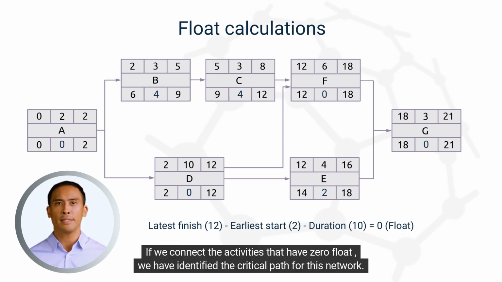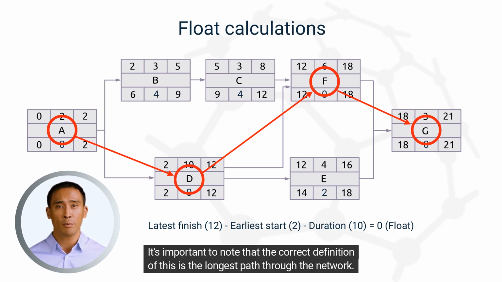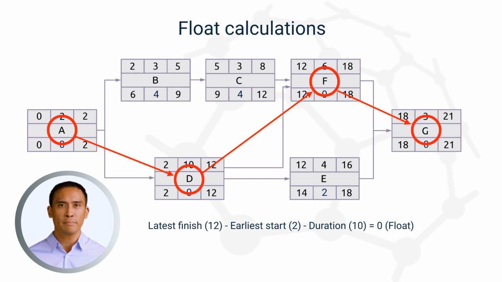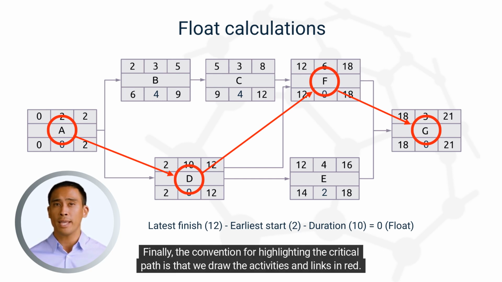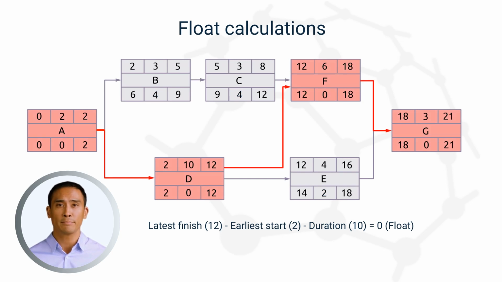If we connect the activities that have 0 float, we have identified the critical path for this network. It's important to note that the correct definition of this is the longest path through the network. It's possible that this may have non-zero float, but I'll cover that in a separate video. Finally, the convention for highlighting the critical path is that we draw the activities and links in red.